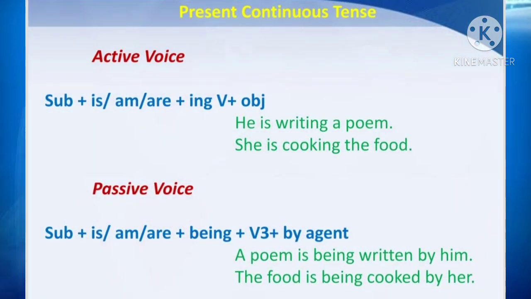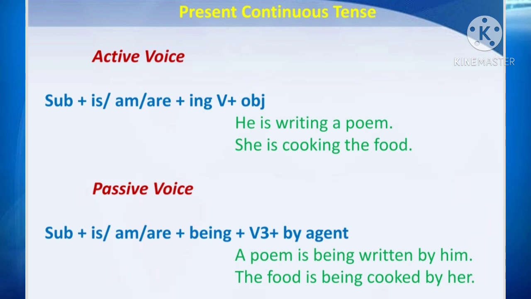Next, we will study how to form a present continuous tense sentence in active and passive voice. The rule is given there. Active voice, the rule is subject plus is or am or are plus ing form of the verb plus object. Let us take the examples. He is writing a poem. Here he is the subject plus is plus ing form of the verb. Here writing is the ing form of the verb write plus object, a poem. It is the object here.